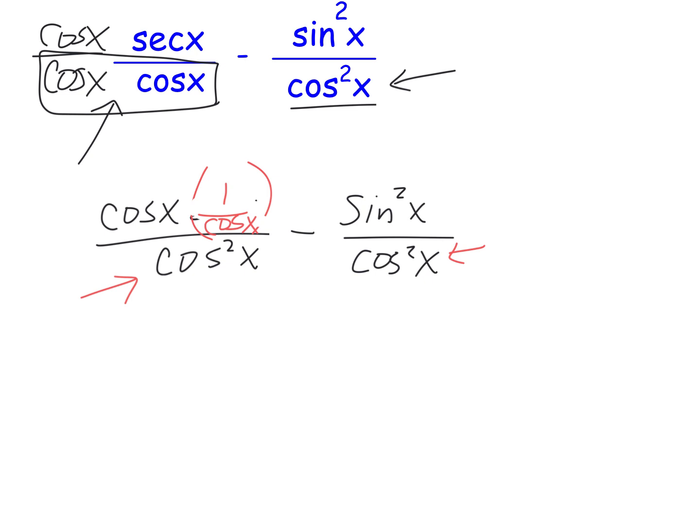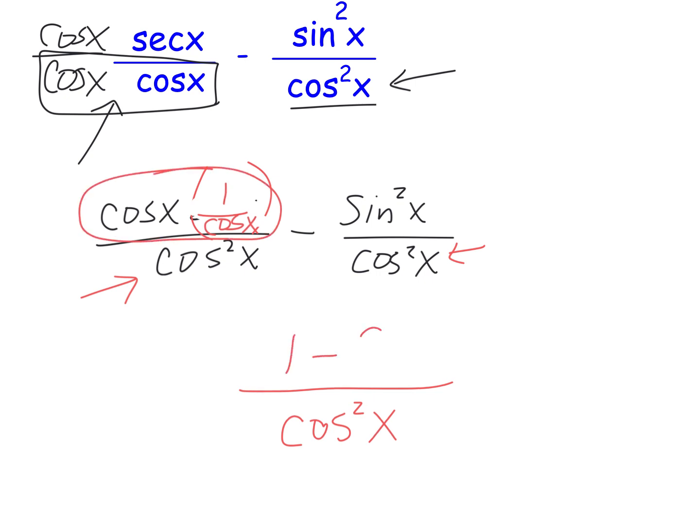Now put them all together into one fraction. The common denominator was cosine squared, so it's all over cosine squared. The top is now 1 minus sine squared. And I could see a kid getting this far and thinking, okay, I guess I got them together in one fraction, I'm done. No, you're so close.